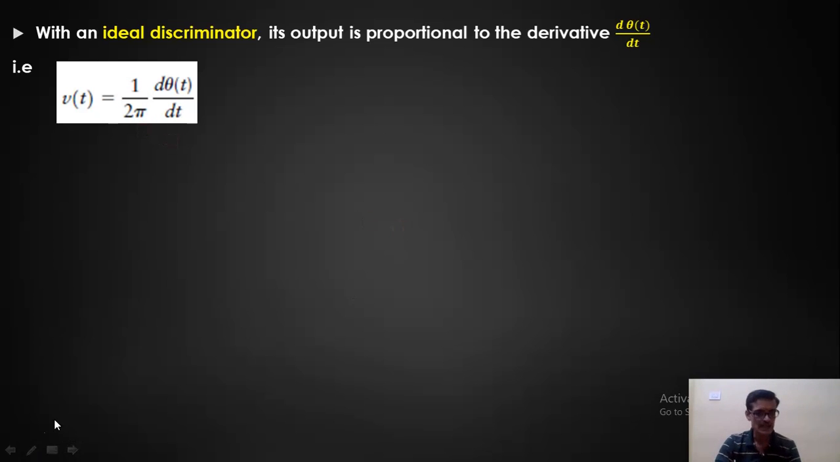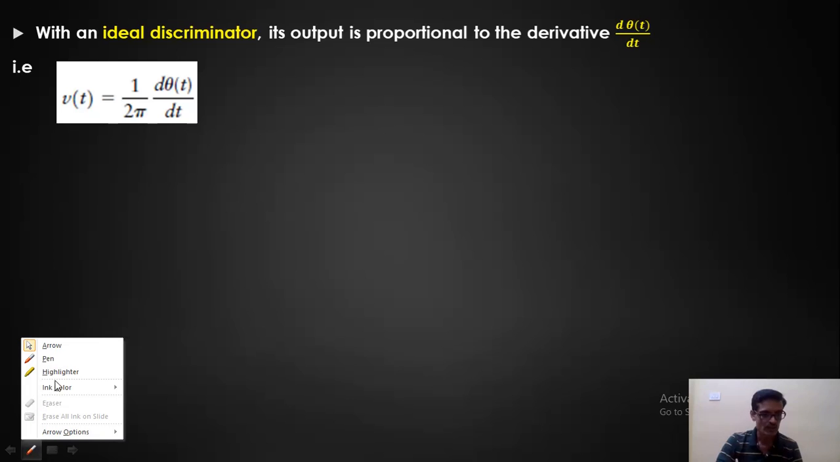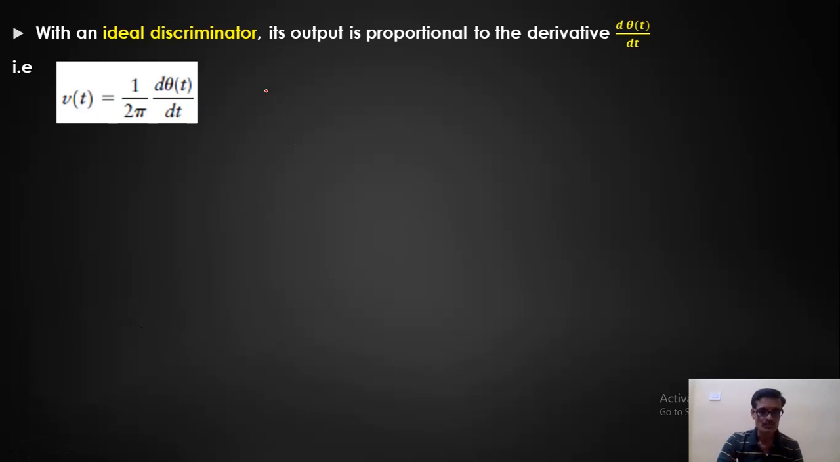One more thing I can add is that V of t, the output of the demodulator, is proportional to the instantaneous frequency, correct? In the modulator, we changed the frequency of the carrier proportional to the instantaneous voltage of the baseband signal, so this is the opposite, right? So what is fi of t? Fi of t is 1 by 2 pi d by dt of theta of t.